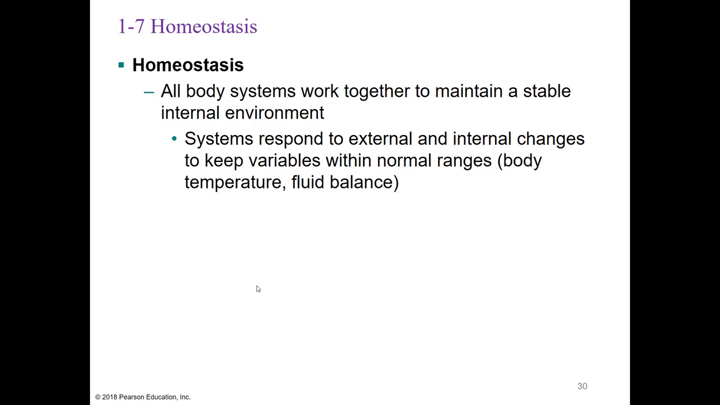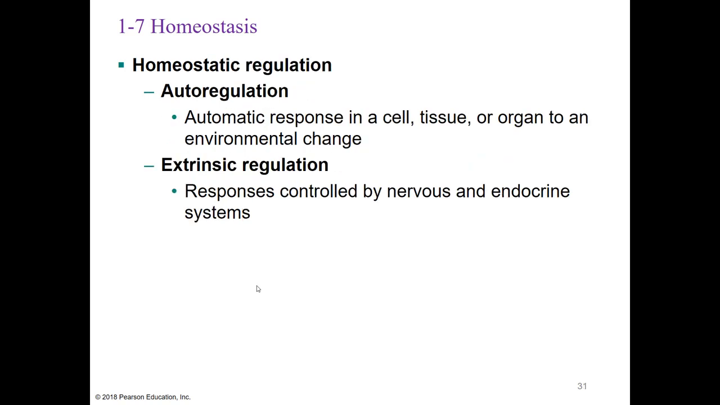That's a huge goal. Now, there are some times where we get out of that normal range temporarily, but the body's going to typically work very hard to try to keep us at homeostasis for a lot of things: blood pH, body temperature, blood sugar, etc. Homeostasis is regulated in your body in two main ways: autoregulation, which is an automatic response in your cells, tissues, or organs to an environmental change. So in other words, it happens automatically.